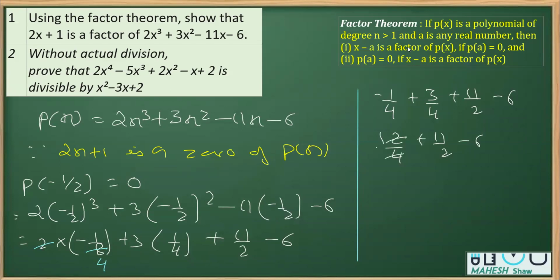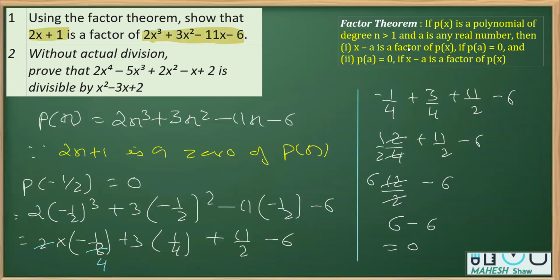I can reduce this as 1 by 2. So you can see it is coming 12 over 2 minus 6. I can reduce it further, by 6 times. So what you are getting here is 6 minus 6, that is equal to 0. And this is how we prove that 2x plus 1 is a factor of this polynomial, which is what we needed to prove.